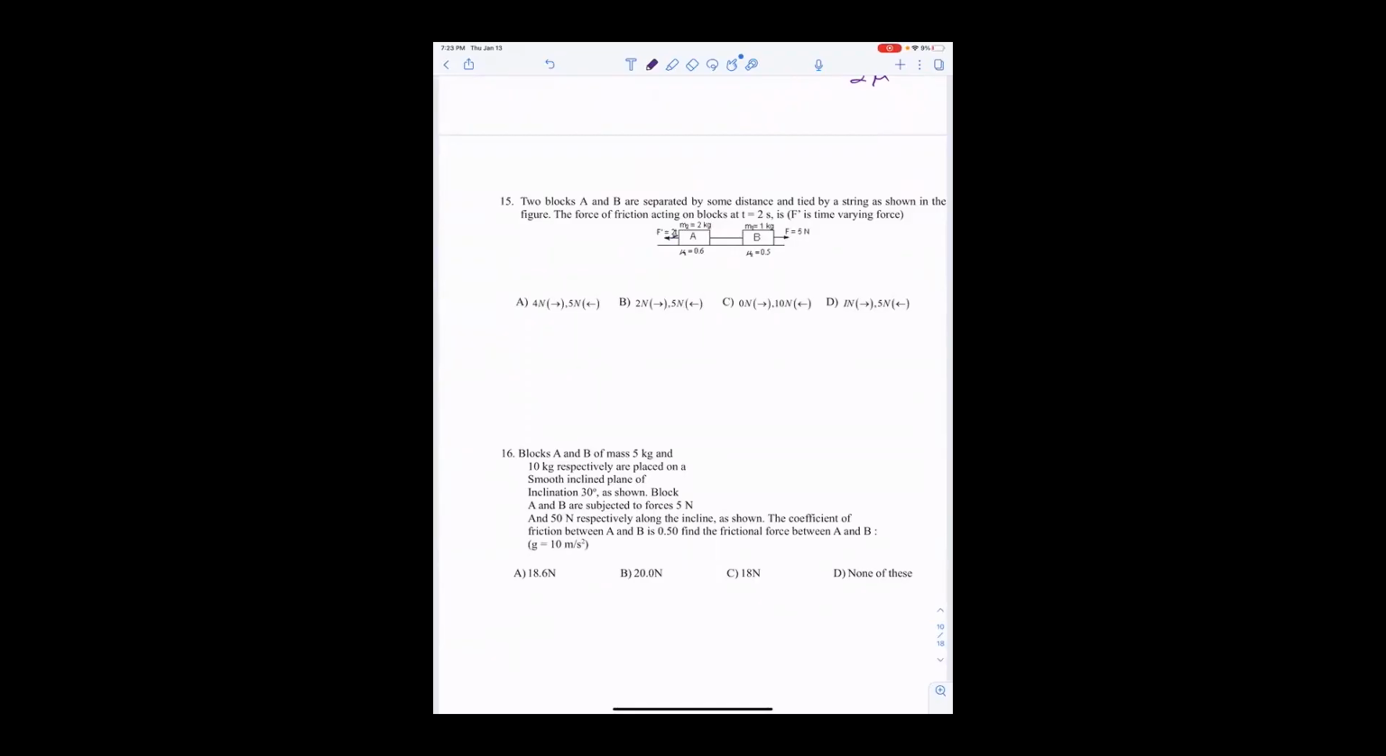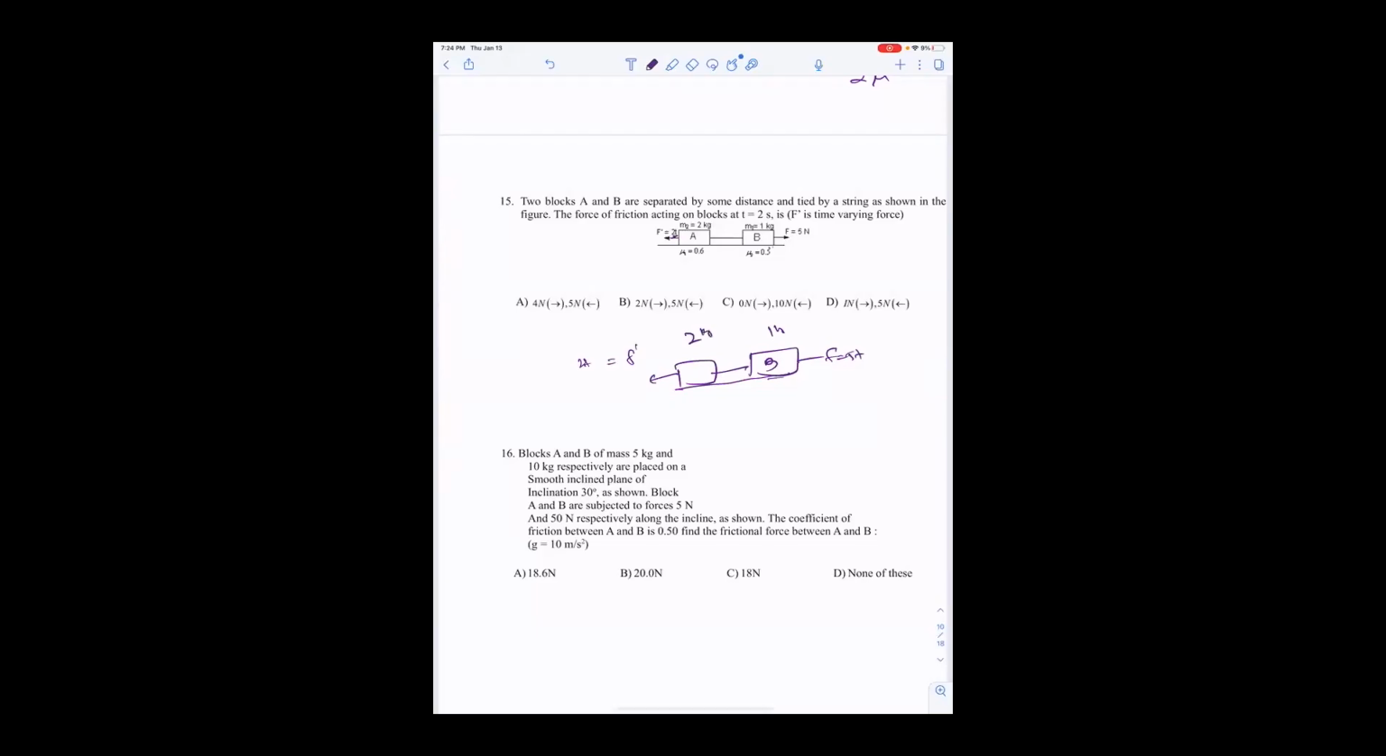So what is happening initially? 2t is 0. And what is the frictional force here? Okay, let us solve then. This is 1 kg. This is 2 kg. This is F dash, which is 2t. This is F, which is 5t. Right?